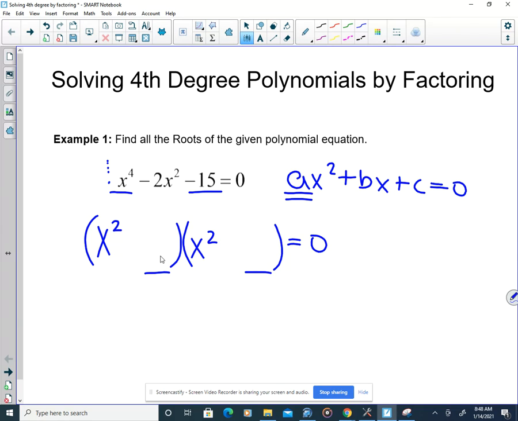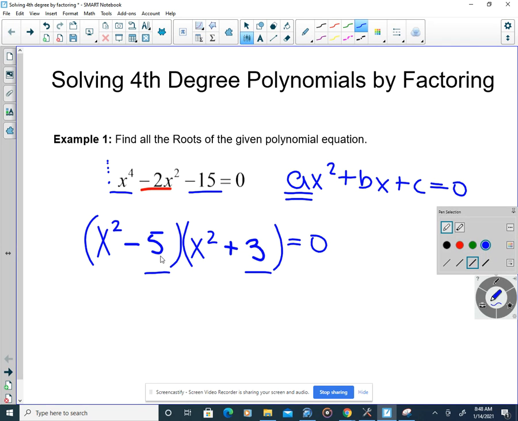Well, the middle term. Remember, the middle term is what they need to add to be. So what we're looking for is two numbers that multiply to be negative 15 and add to be negative 2. Those two numbers would be negative 5 and positive 3. So now we have it factored. What do you do once you have it factored and your two factors are equal to 0? Well, you set each of the factors equal to 0 and then solve for x.